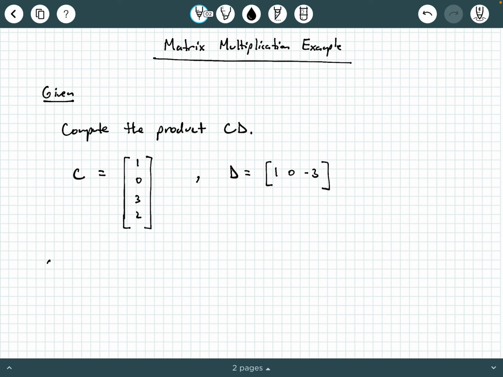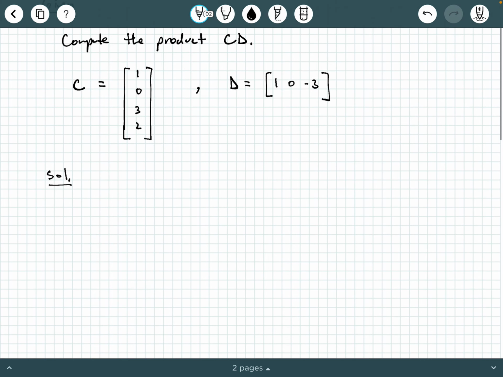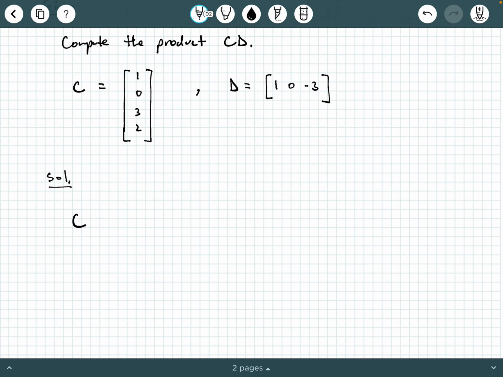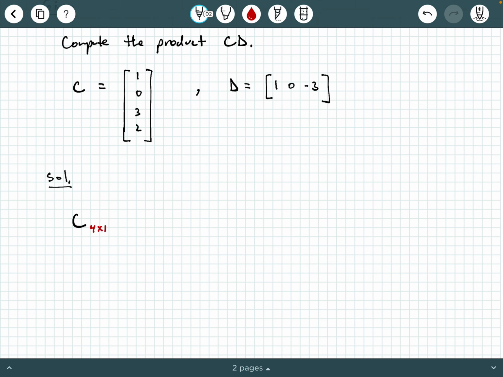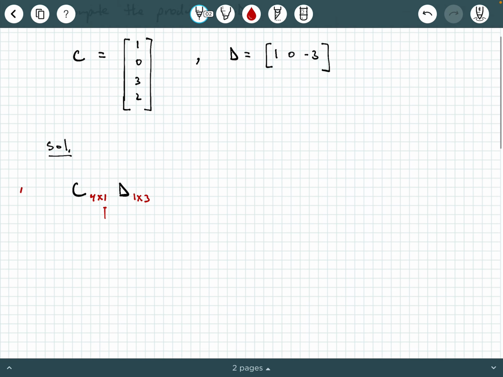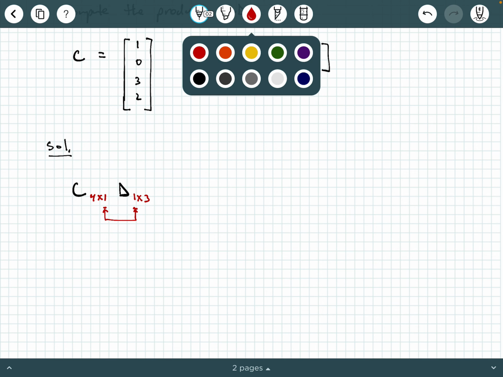Okay, so let's write solution here, and we need to go ahead and calculate this. Let's write their sizes here. C, again, is a column matrix or column vector, so that's a 4 by 1, 4 rows and 1 column. And then we're going to say times D, which is a 1 by 3 row vector. The first thing we can notice is that the number of columns of the left matrix is equal to the number of rows in the right matrix. So this can be computed. We're allowed to compute this.